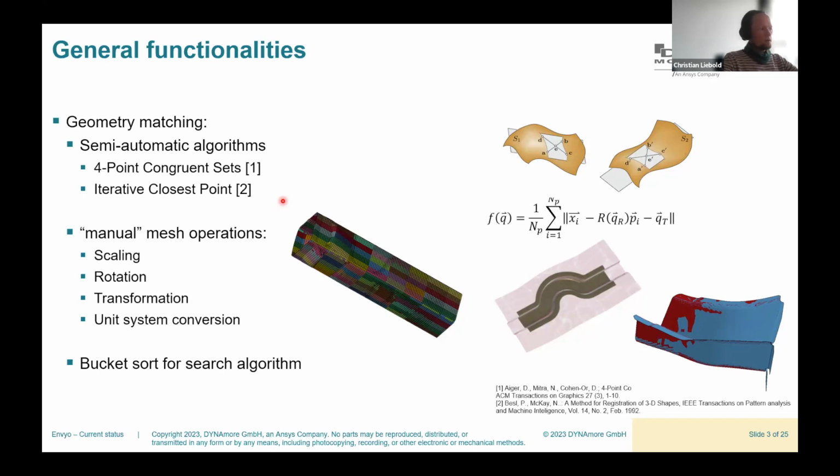In addition to that, we do have some manual mesh operations. Of course, if you know your transformation matrix, or if you know that your vehicle coordinate system is different to the coordinate system you've been using in your forming part, it's usually pretty straightforward that the users know the transformation matrix, and then you can just provide it so that the program performs the transformation prior to doing the mapping.